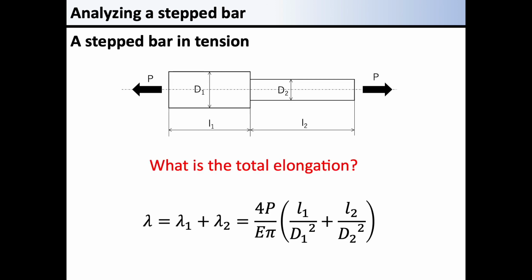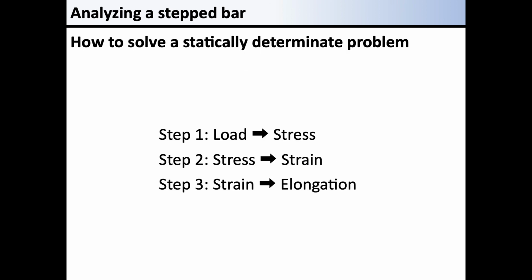At the end, you can add these elongations together to get the total elongation of the bar. I think it has not been difficult at all. It is a simple example of a statically determinate problem. So, we firstly calculate stress from load, strain from stress, and elongation from strain. This is the calculation procedure to smoothly get the solutions.